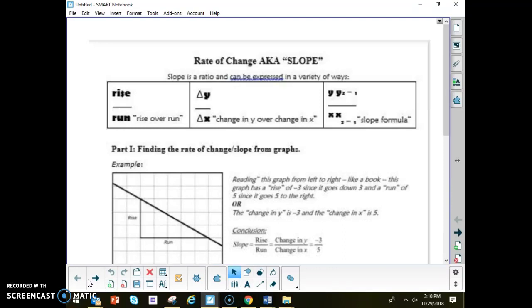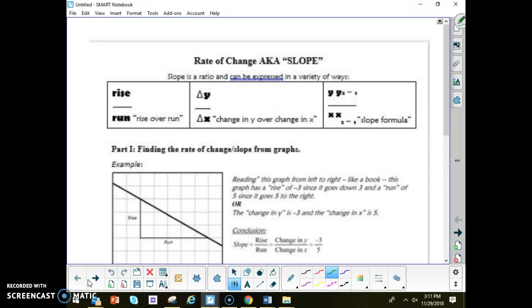Most of you already know a lot of this. We're doing our books and our ramps, and the steeper the ramp, the faster the car goes, and that's all having to do with slope. It's the rate of change, and slope is the rate of change between the x and y points. So slope is a ratio that can be expressed in a variety of ways. You're going to need to be familiar with all of them.